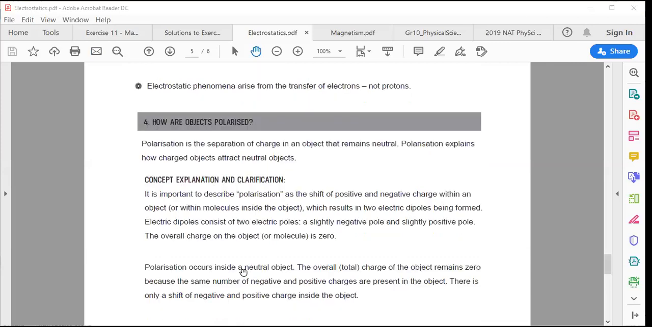This is quite a long one. Let me just check here. Stop sharing. Let me see if I can open.